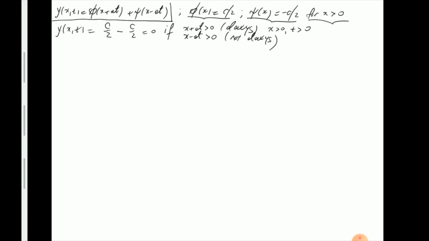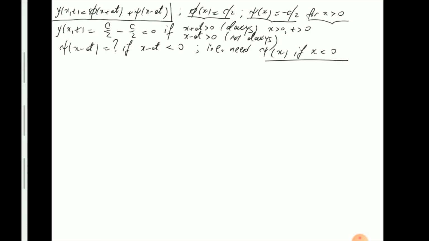Now we need to figure out what is psi of x minus at if x minus at is negative. In other words, we need psi of x if x is negative. So basically we need a formula for psi of x if x is negative. So in this particular case, this comes from the boundary condition. So remember, there is still a boundary condition which resulted from moving that ring upward 2 units and it's kept there, right?